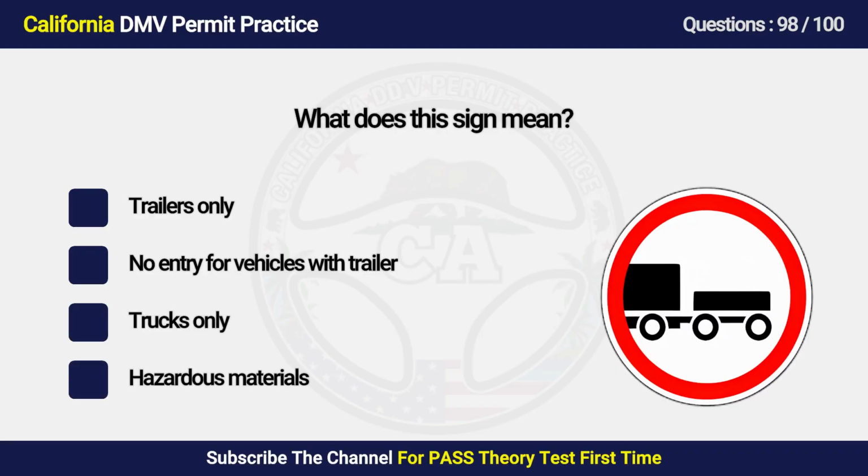Question 98. What does this sign mean? A. Trailers only. B. No entry for vehicles with trailer. C. Trucks only. D. Hazardous materials.